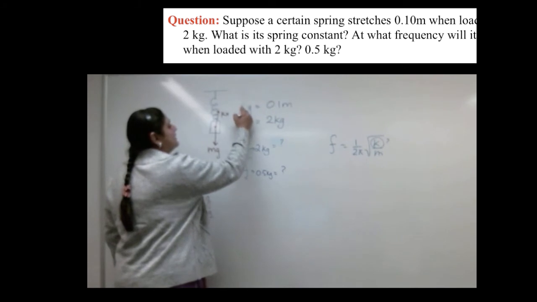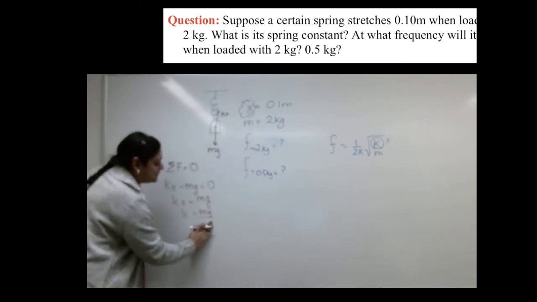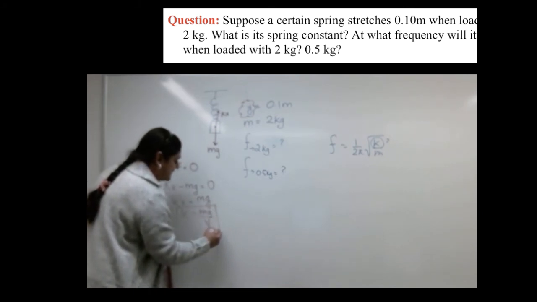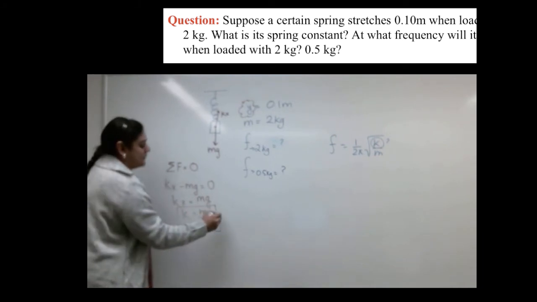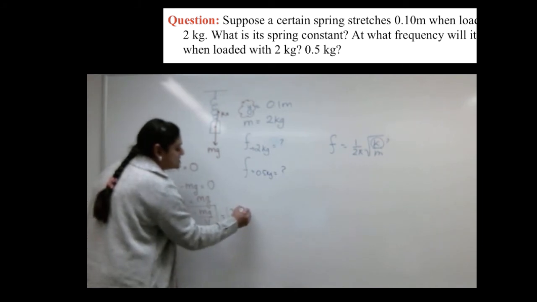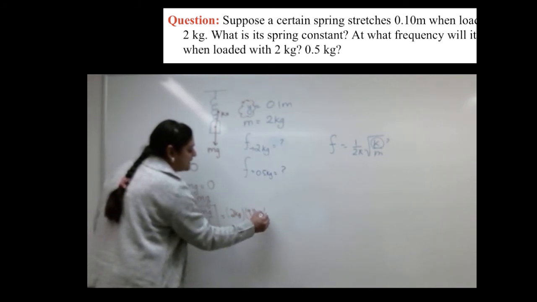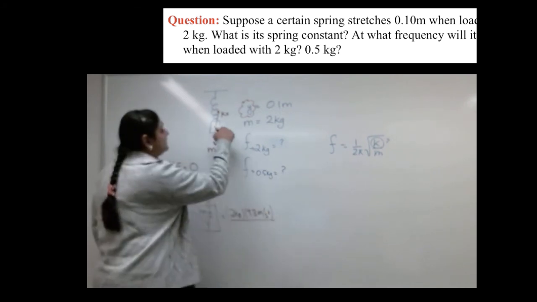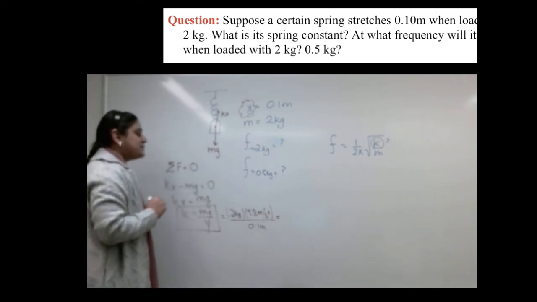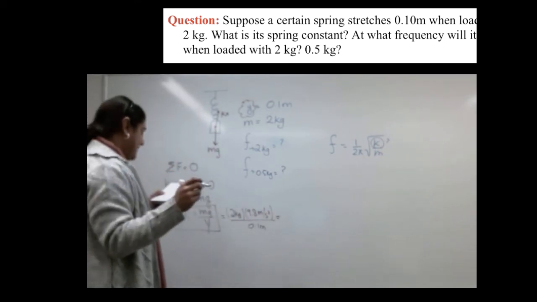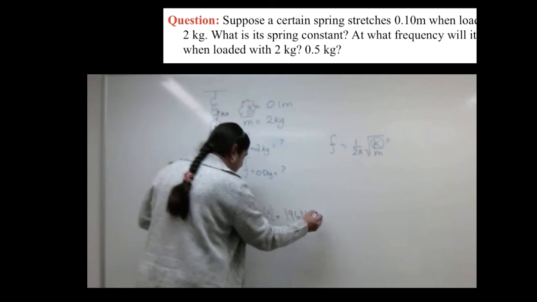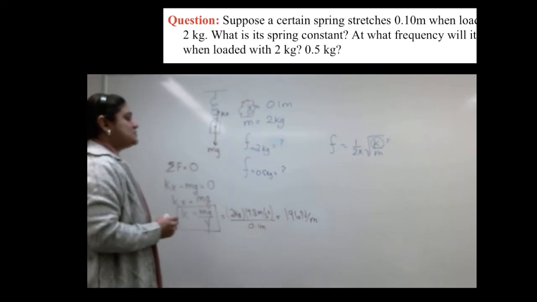In this case, what did I call my stretch? y. So I can replace this x with a y. Now I have everything I need in order to calculate k. I have my mass, which is 2 kilograms, I have my g, which is 9.8 meters per second squared, and I have my y, which I know is 0.1 meters. Plugging all of these numbers into the calculator, I calculate my k to be 196 newtons per meter.